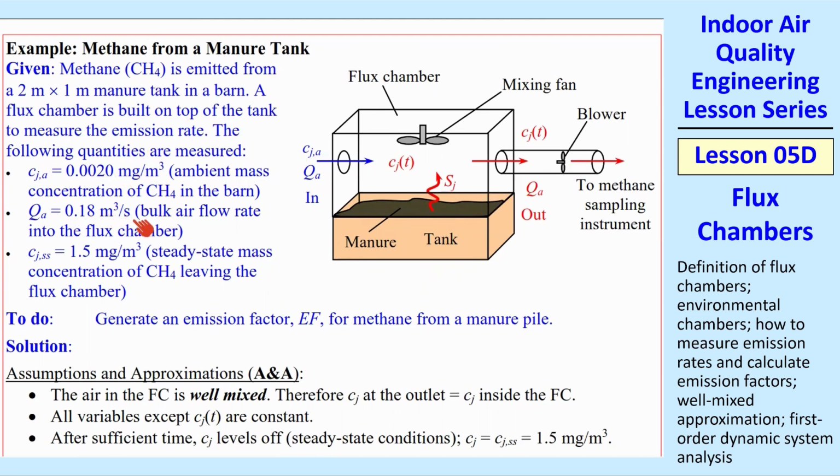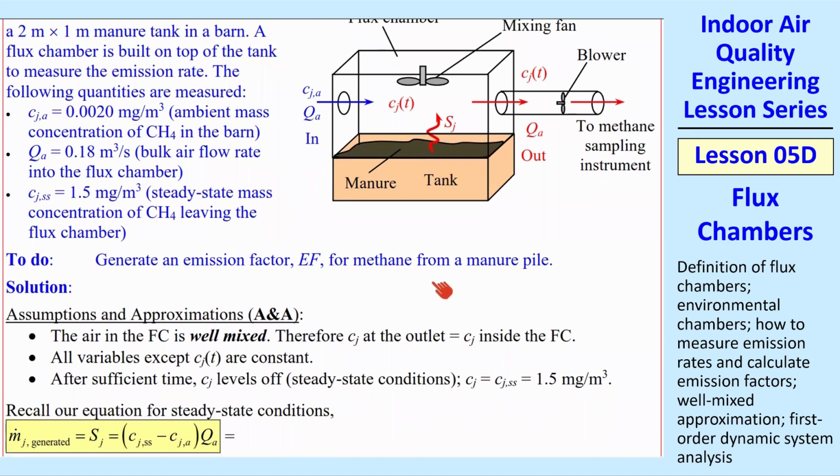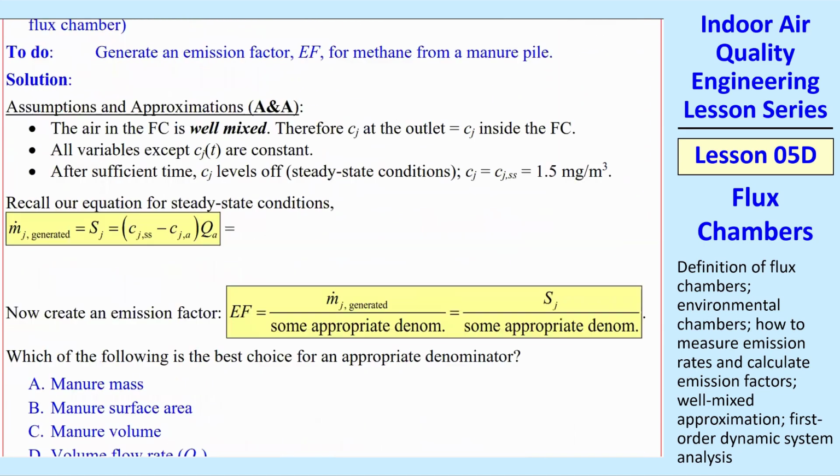We measure the volume flow rate of the bulk air, and CJ at steady state. You run this for a long enough time till it levels off at 1.5 milligram per meter cubed. And so let's generate an emission factor for methane from this manure pile. So how do we do that?